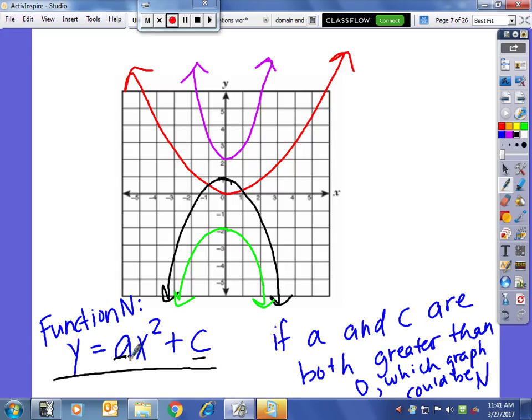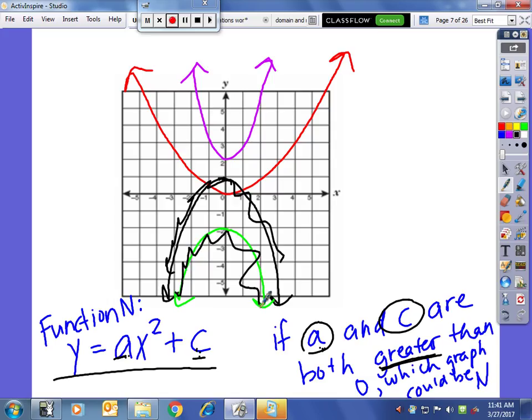So knowing about A tells me if it's a smile or a frown. And what's C? The y-intercept. What are they telling us about A and C? They're both greater than 0. Okay, well if A is greater than 0, which means positive, is it going to be a smile or a frown? If A is greater than 0, it's going to be a smile. That means it can't be the black one and it can't be the green one because those are frowns.